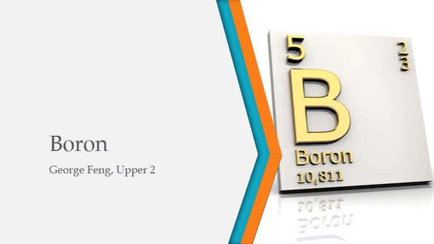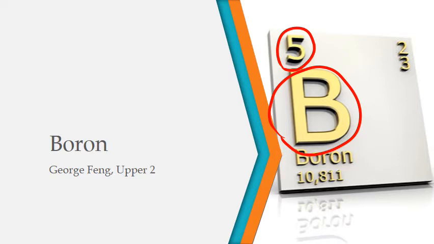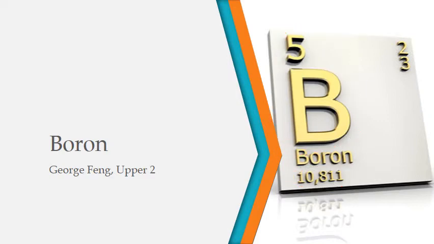If we look at the picture to the right, we see the big letter B, and that is boron's symbol. Boron's symbol is B. If we look up from boron's symbol, we see the number 5. 5 is boron's atomic number. It represents the fact that boron has 5 protons. If we look down from boron's symbol, we see the number 10.811, and that is boron's average atomic mass.